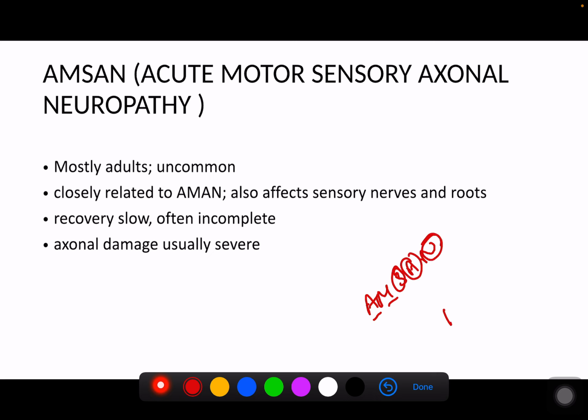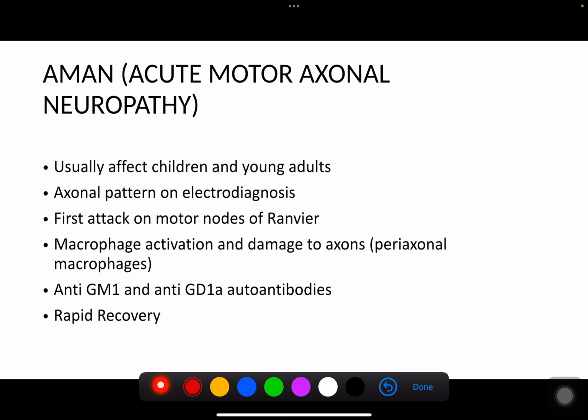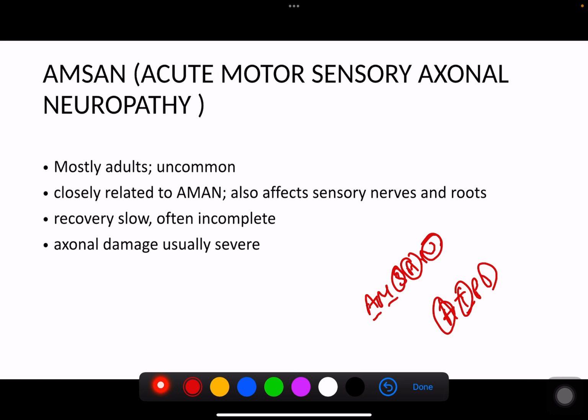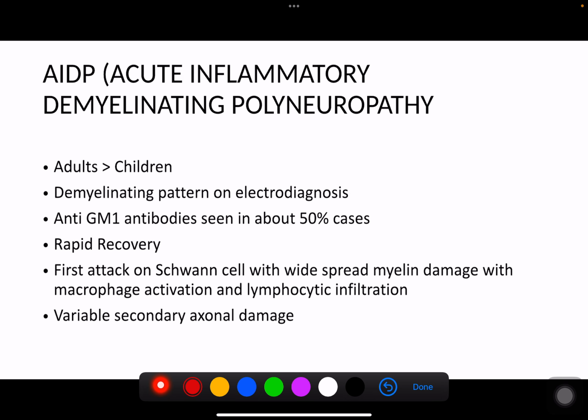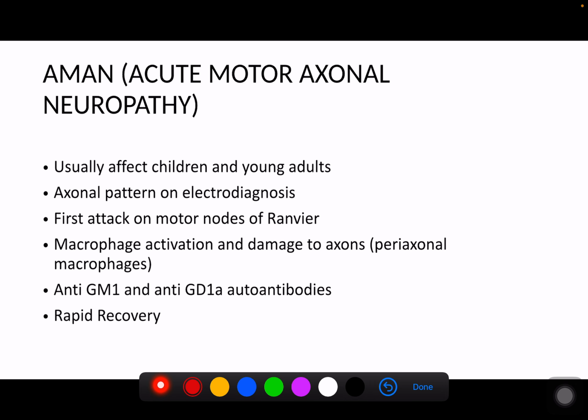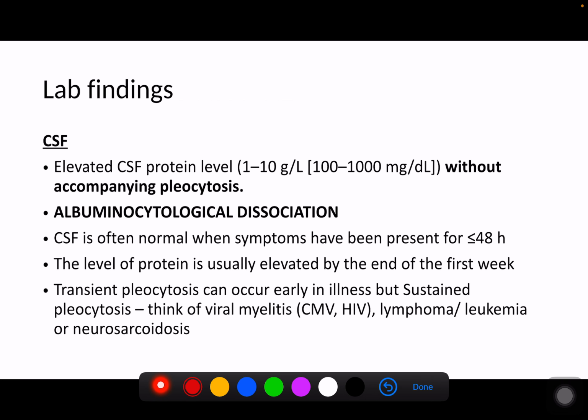We talked about AIDP, which means acute inflammatory demyelinating polyneuropathy. And we talked about AMAN, which is acute motor axonal neuropathy. Is it clear till here?